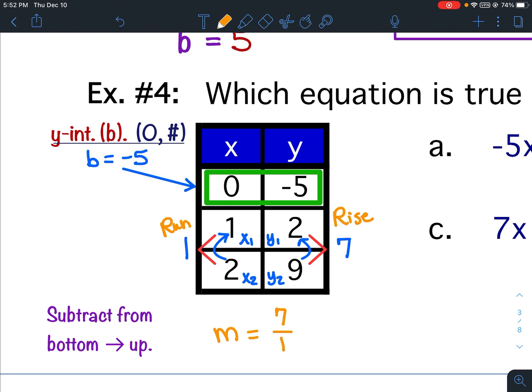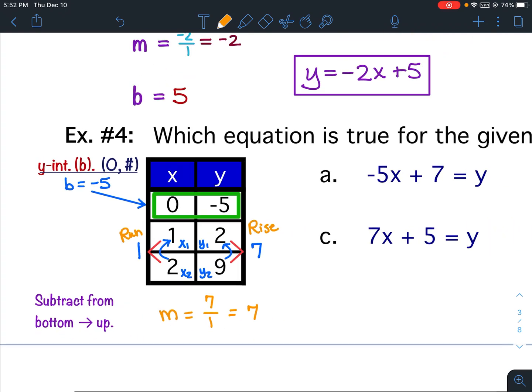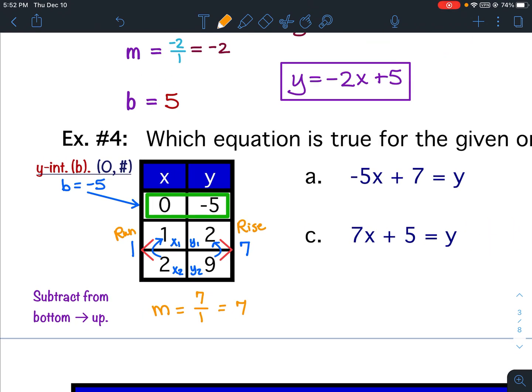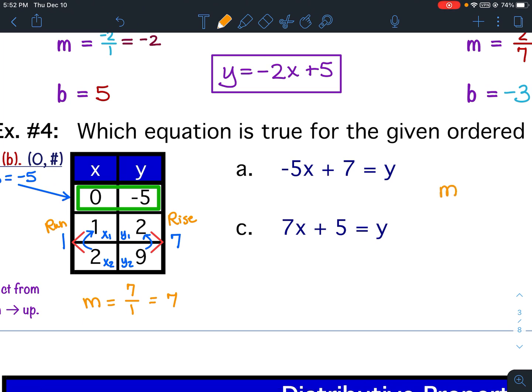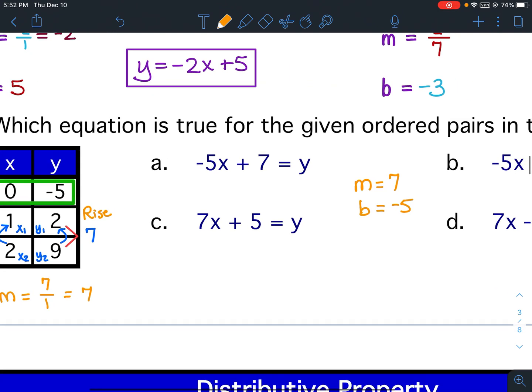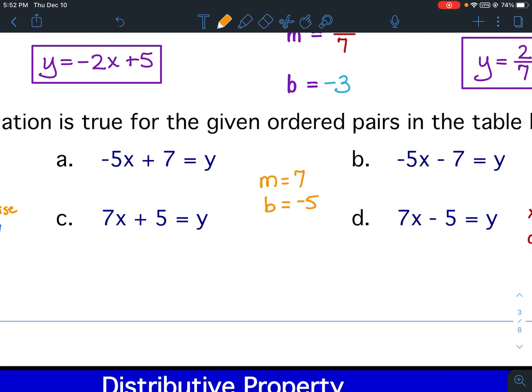But because we're writing an equation, we don't want the fraction to be over 1, so we would simplify it to just 7. All right, so I know that, again, m equals 7 and b equals negative 5. So let's look at these 4 equations. Which one of these has a slope of 7 and a y-intercept of negative 5?